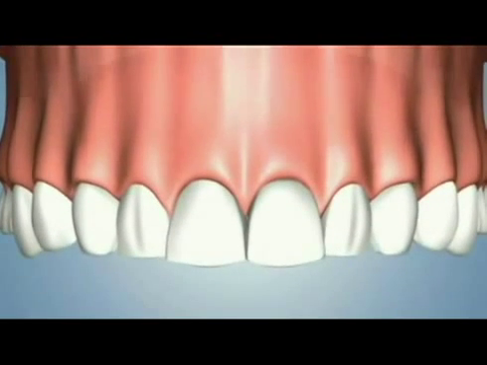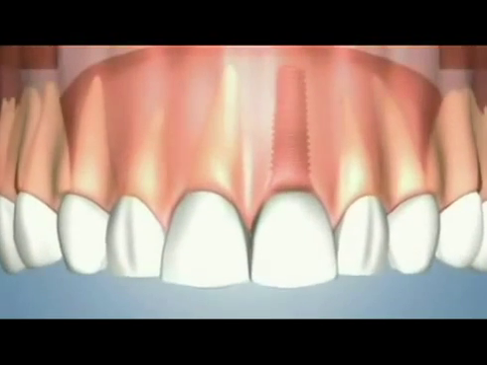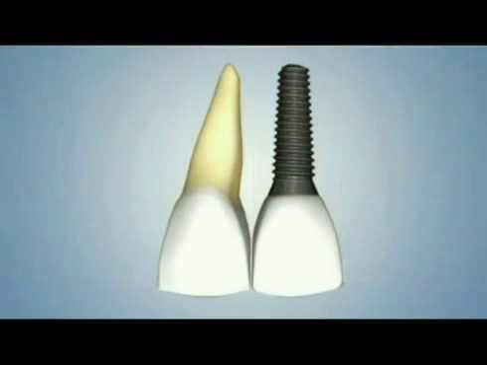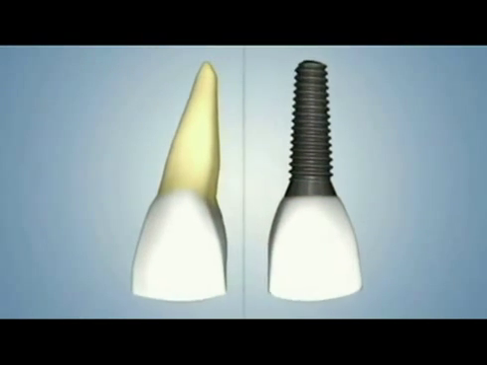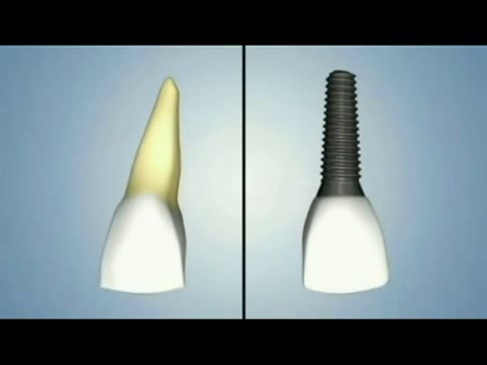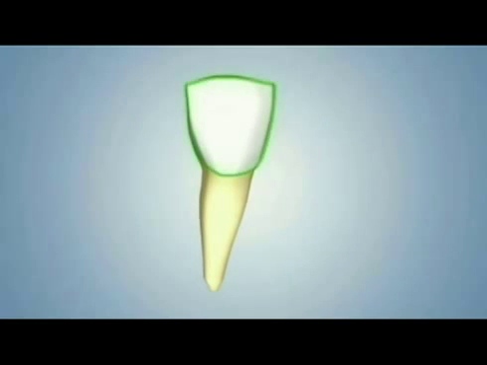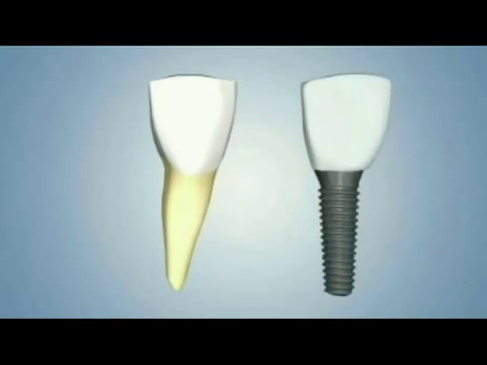Dental implants replace missing teeth. The design of a dental implant is based on the design of a natural tooth. A natural tooth is one piece commonly described as having two main parts. One part is the crown that sits above the gums. The second part is a root that sits securely in your jawbone.